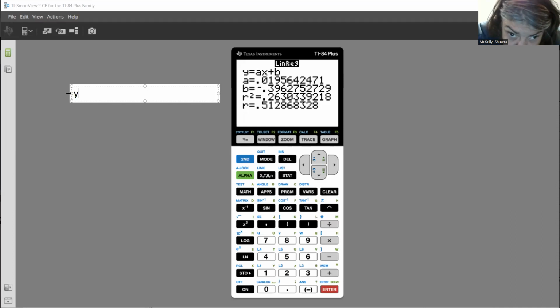My regression equation is y equals 0.0196x minus 0.3963. I'm going to use 4 decimal places.